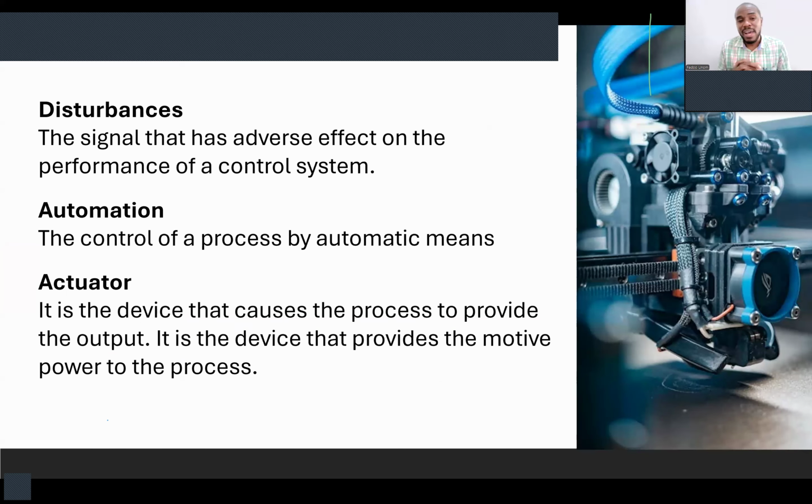The next thing I want to define is a disturbance. So a disturbance, so far as the control system is concerned, is a signal that has a significant and adverse effect on the performance of the control system. Okay? So, for example, how do I get a disturbance?